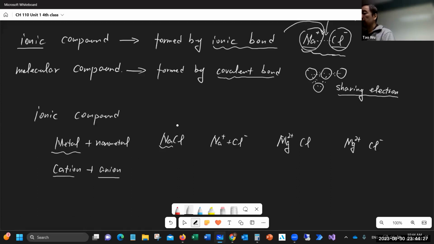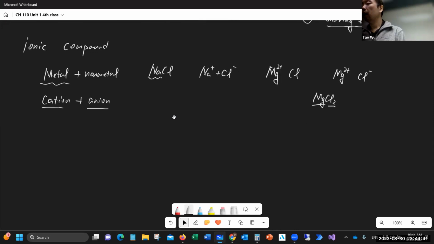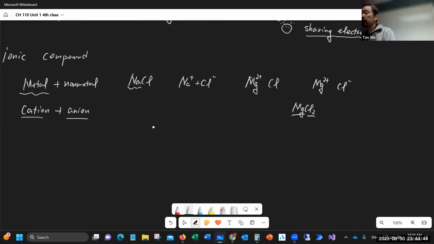So we are going to form magnesium chloride over there. Cation first, anion later. This is generally how we write the compound. And the major thing is the whole compound should be neutral, which means if those two ions do not have the same charge, then you need to balance them to make a correct formula based on the charge.